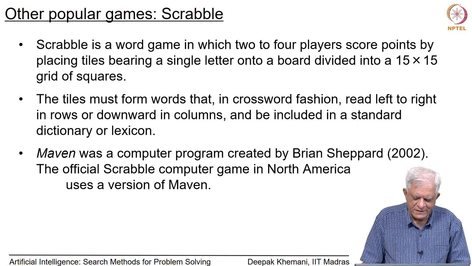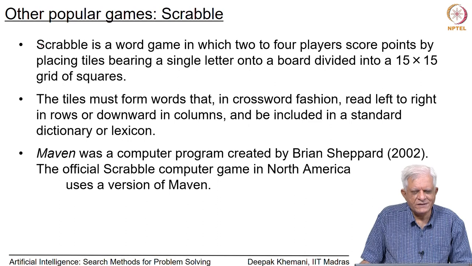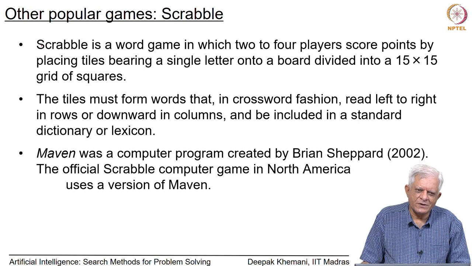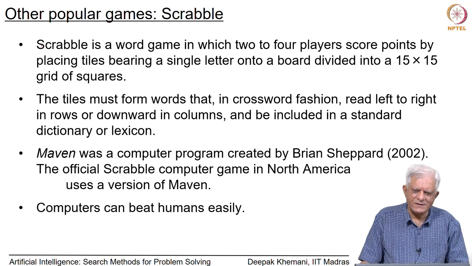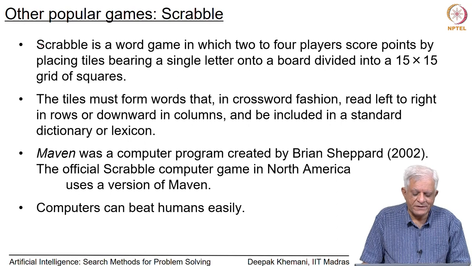The program called Maven, written by Brian Sheppard in 2002, he reported this in his paper, was one of the first to beat humans at the game. You can imagine that computers are good at Scrabble because they have access to a large vocabulary, and they can try out the combinatorial combinations of which words will give them maximum score, and they can also do a little bit of look ahead. So, it is not so surprising that computers can beat us easily in a game like Scrabble. But you can now play Scrabble online against a machine, and it is still a very popular game.